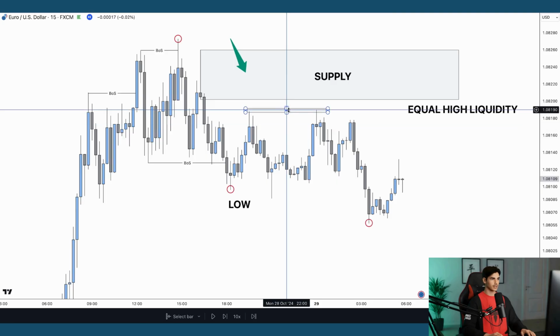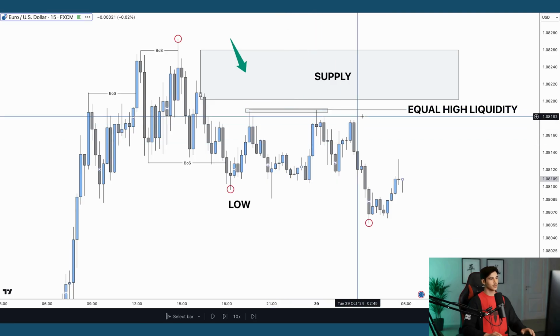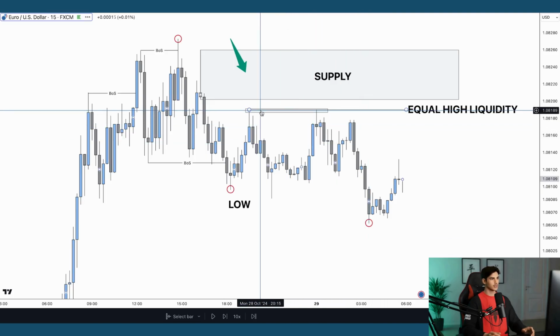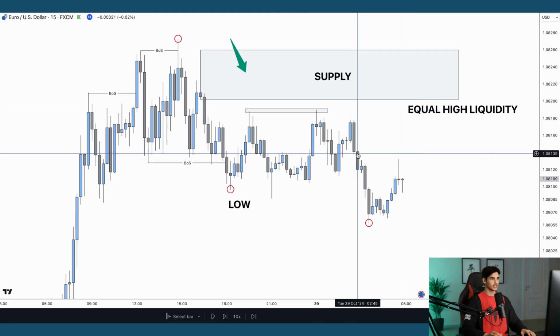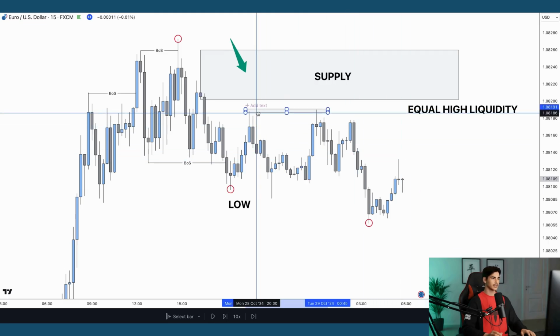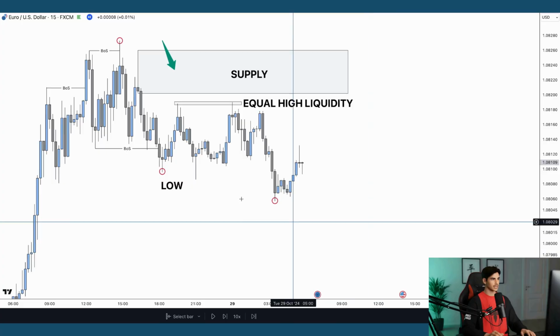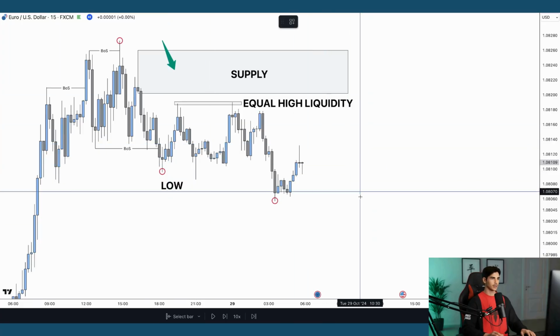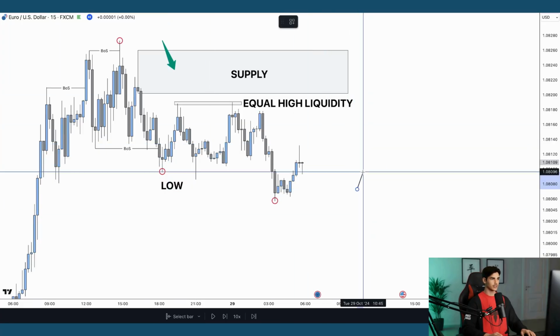They don't have to be to the pip direct equal highs, but they have to be very, very close to the point that, when we take a look at this, you can see how refined and how close together these levels truly are. So with what we can see here on the chart, let me map out the entry model once again that we just discussed.